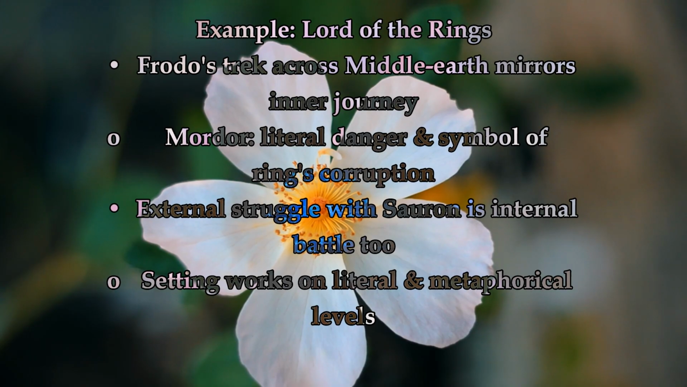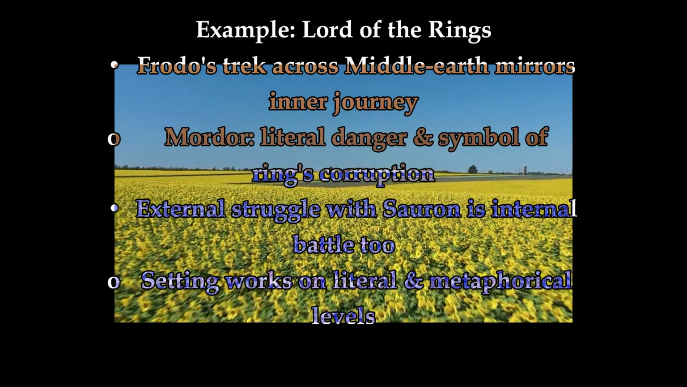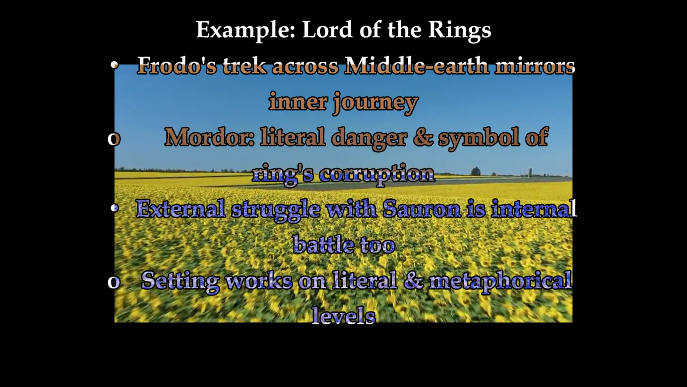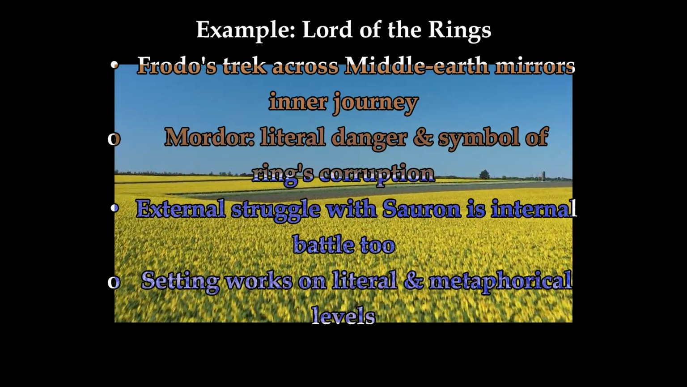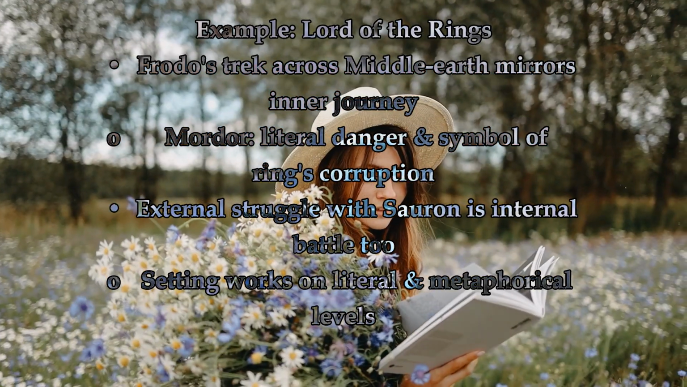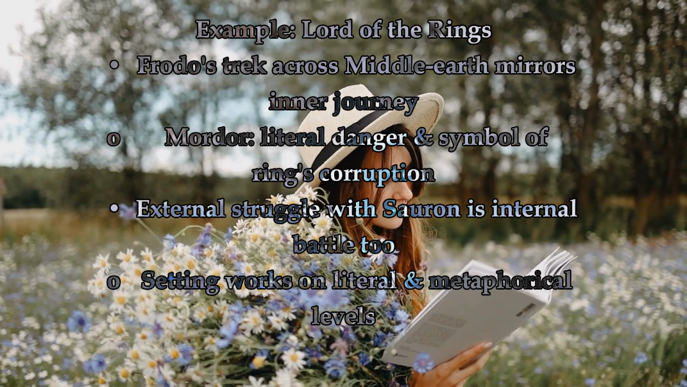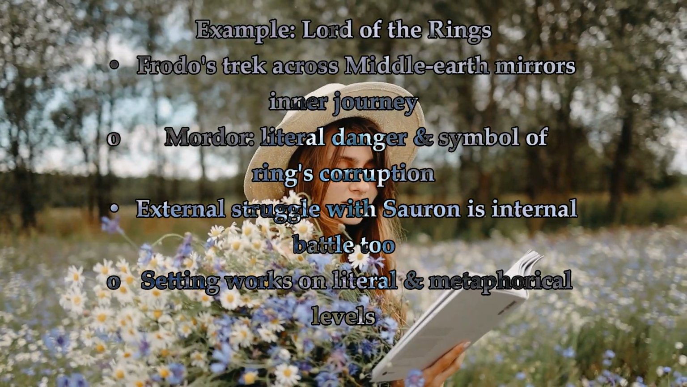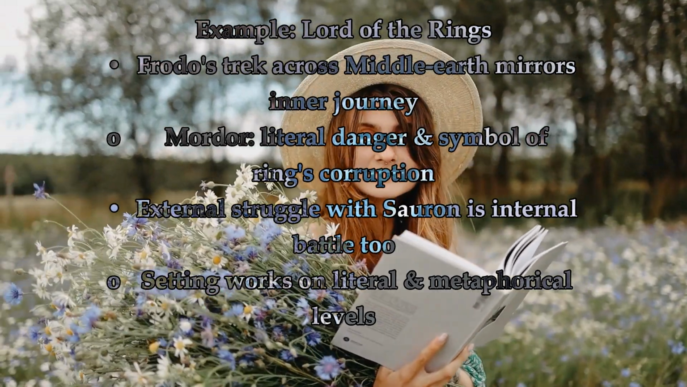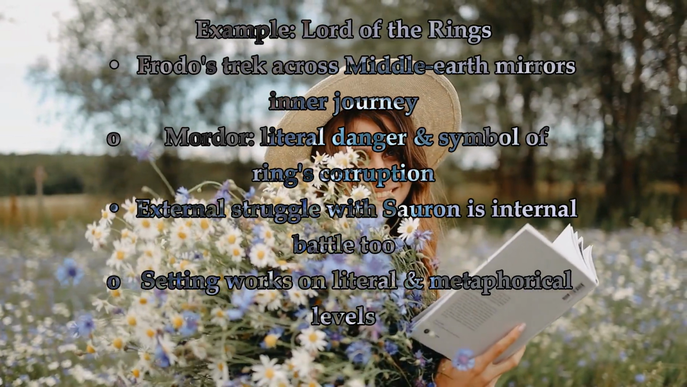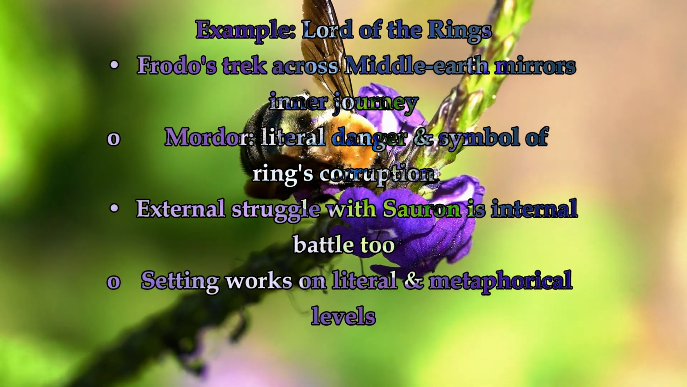For example, in the Lord of the Rings trilogy, Frodo's physical trek across the harrowing landscape of Middle-earth is also a journey into the shadows of temptation and despair within his own heart. The blasted wasteland of Mordor is both a literal danger he must brave and a symbol of the corrupting power of the ring. His external struggle against the Dark Lord Sauron is also an internal battle against his own weakness and fear. That's the power of a setting that operates on both a literal and metaphorical level.